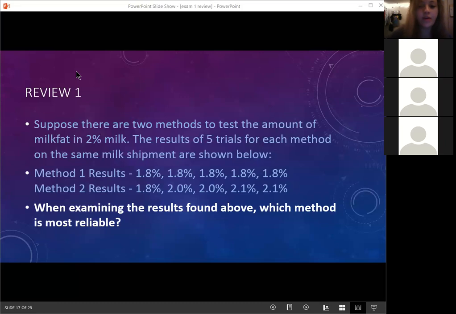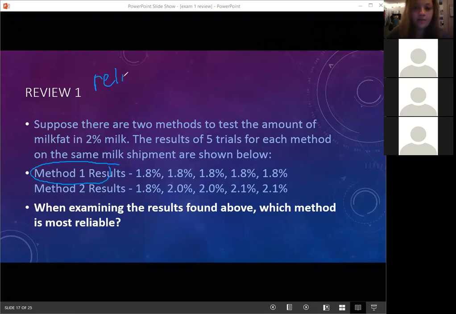Absolutely. So method 1 is going to be our more reliable one, and you're absolutely correct, because remember that reliability is basically the same thing as consistency. In this case, method 1 is more consistent because, as you can see, all these numbers are the same. They don't have to be the same, but in comparison to method 2, it's much more consistent. So method 1 would be most reliable. Good job.